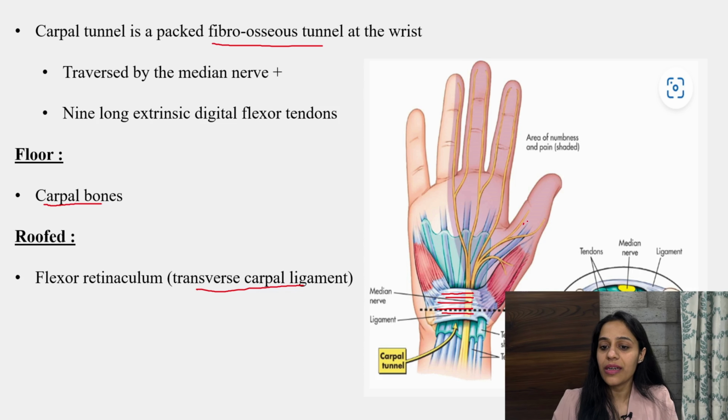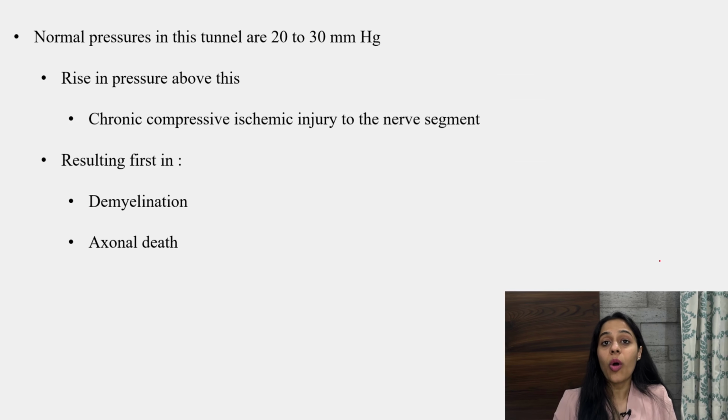Again, in the picture here, you can see this is the flexor retinaculum. These are the carpal bones. Okay, and these are the structures, tendons which are present in the carpal tunnel, and this is our median nerve. So median nerve can get compressed in the carpal tunnel. Normal pressure in this tunnel is around 20 to 30 millimeter of mercury. So any rise in pressure above this can cause a chronic compressive ischemic injury to the nerve segment. Okay, initially there will be demyelination, and if not corrected in correct time, it can lead to axonal death.